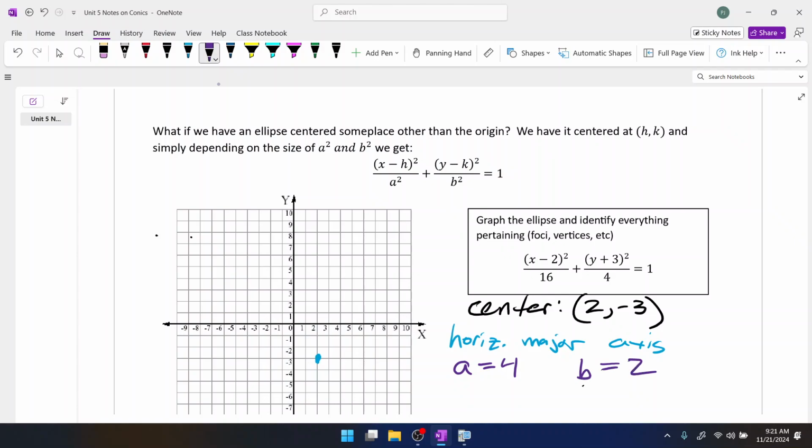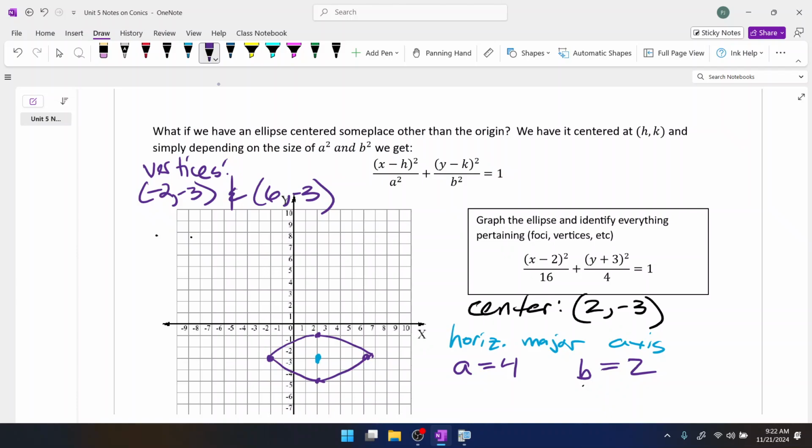2. So basically we're going to go 4 units horizontally, and we're going to go 2 units vertically. And it's going to look something like this. So the vertices are simply going to be located at -2, -3, and 6, -3. Basically 4 units away from the center horizontally. Again, we call them the vertices because they come from the major axis.